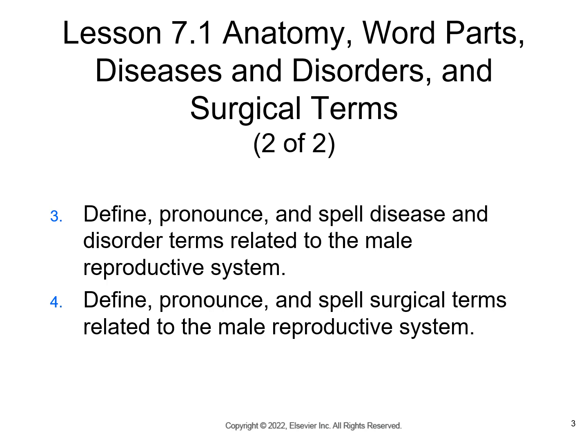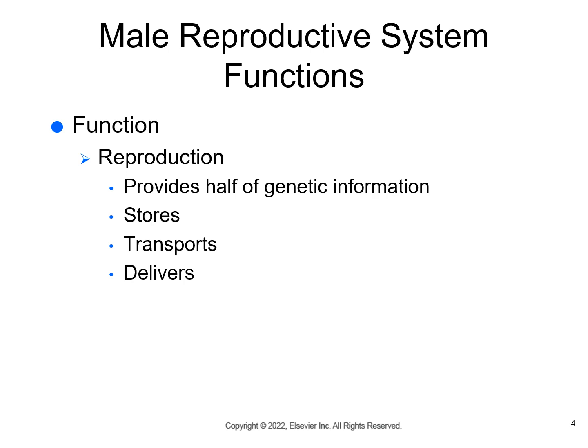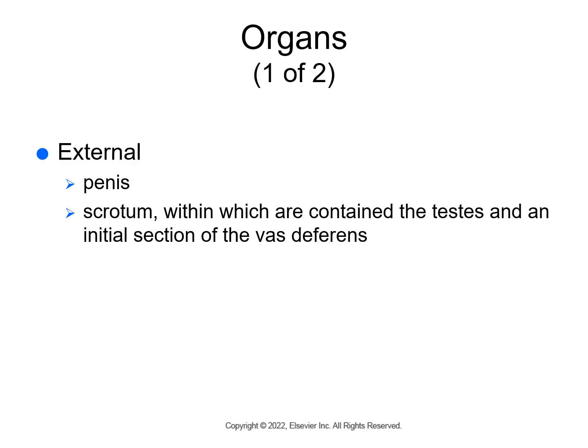The major function of the male reproductive system is quite simply reproduction. It provides half of the genetic information, and it also stores, transports, and delivers sperm for reproduction, as well as secretes the male hormone testosterone. Primary structures would be the penis and the scrotum, and within the scrotum, the testes are contained, and the initial section of the vas deferens as structures.